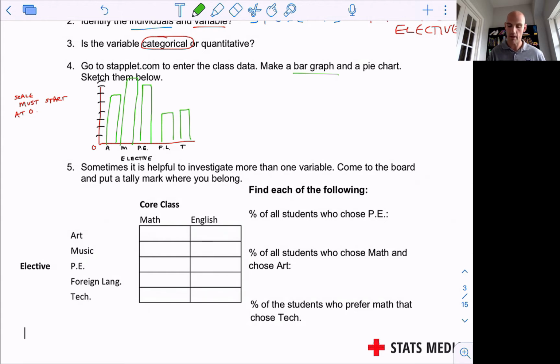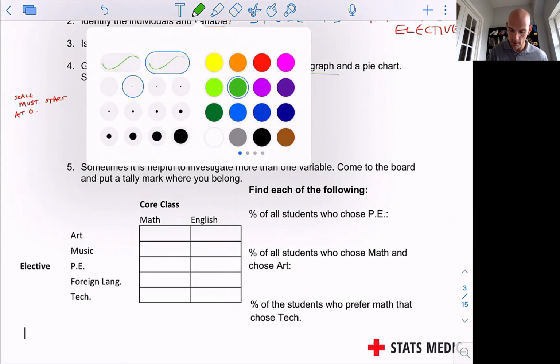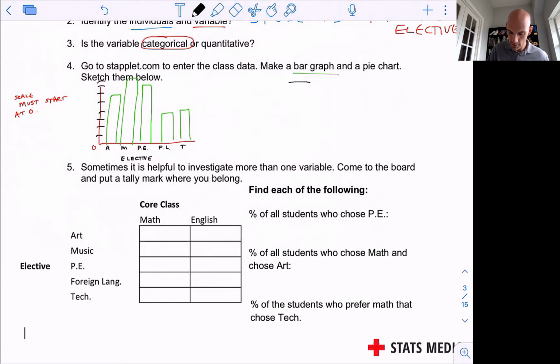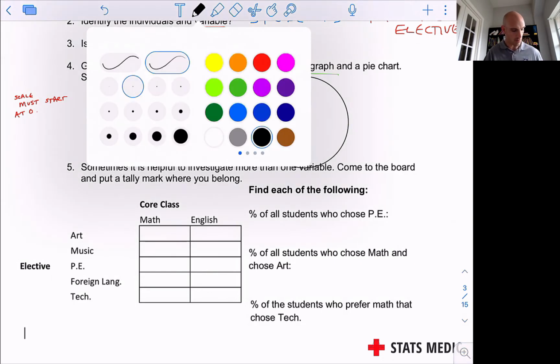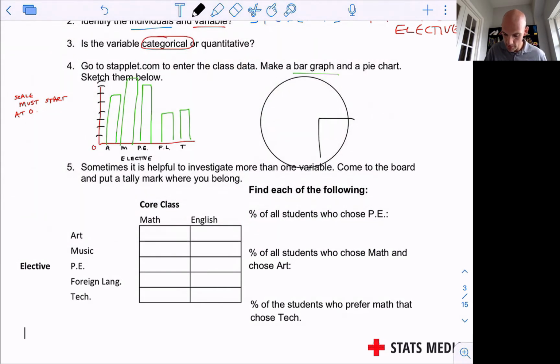I also want to make a pie chart. We're going to talk about a pie chart here. Let me draw myself a pie chart. There, it gave me a circle. And for my pie chart, I'm going to draw my biggest one, music, at 9.